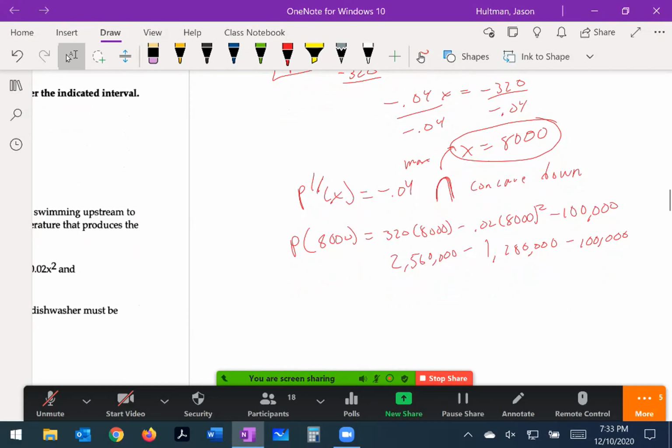Okay, so I think this gets cut right in half. So this is 1,280,000.